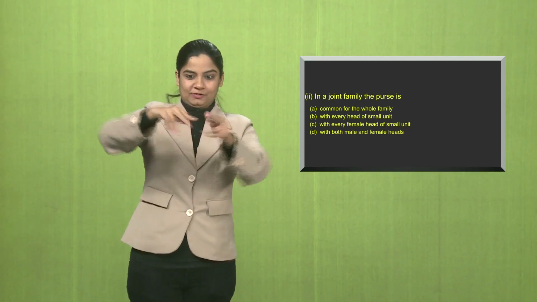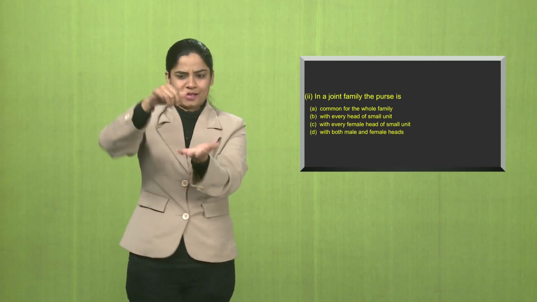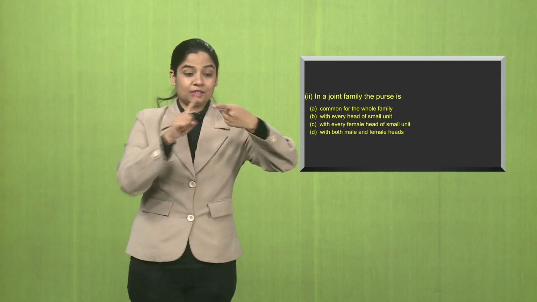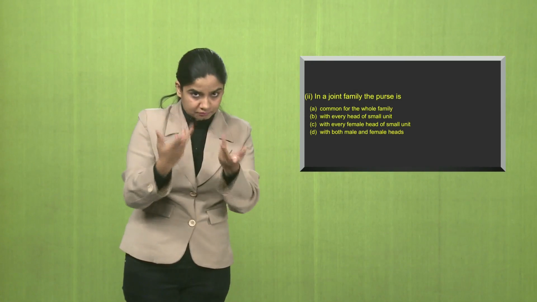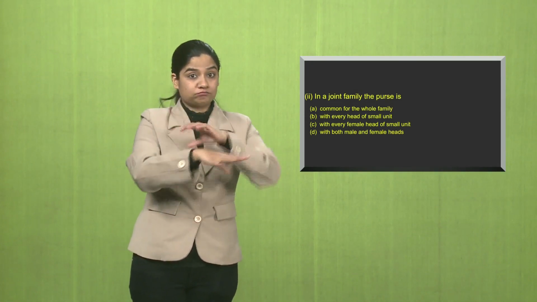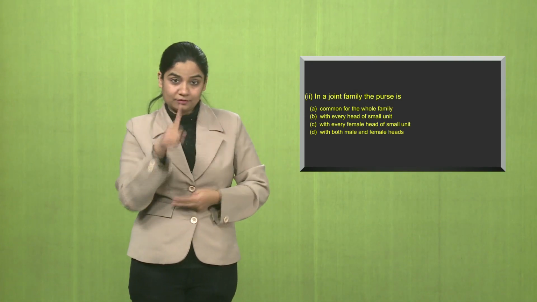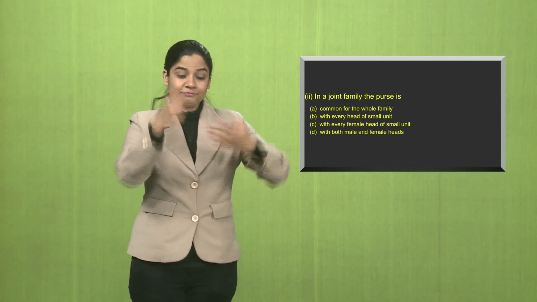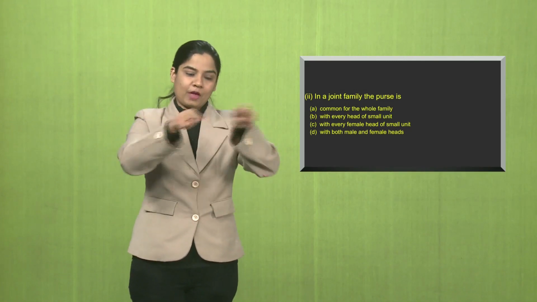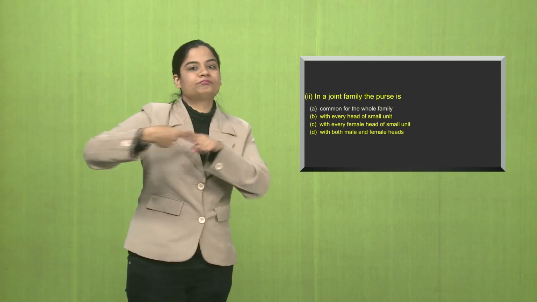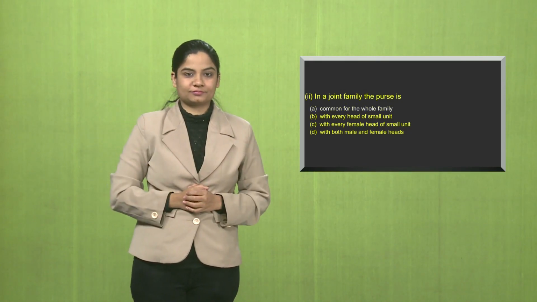Second, in a joint family, the purse is first common for the whole family, second with every male head of the small unit, third with every female head of the small unit, and fourth with both male and female heads of the small unit. The answer is common for the whole family.